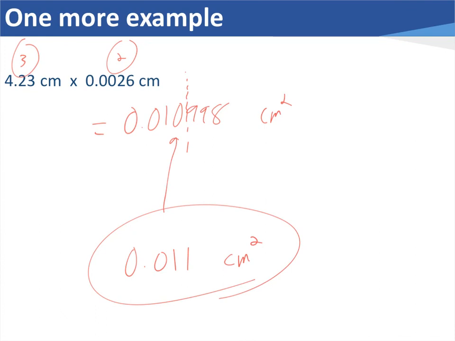So what do I want you to recognize from this? Well, this went 2 places past the decimal. This went 4 past the decimal, but my answer only went 3 past the decimal. Because with multiplication and division, it's not about the decimal. It's about the total number of significant figures in each of my measurements. I used the smaller of those two to determine the number of significant figures in the answer. And there you go. That's significant figures.